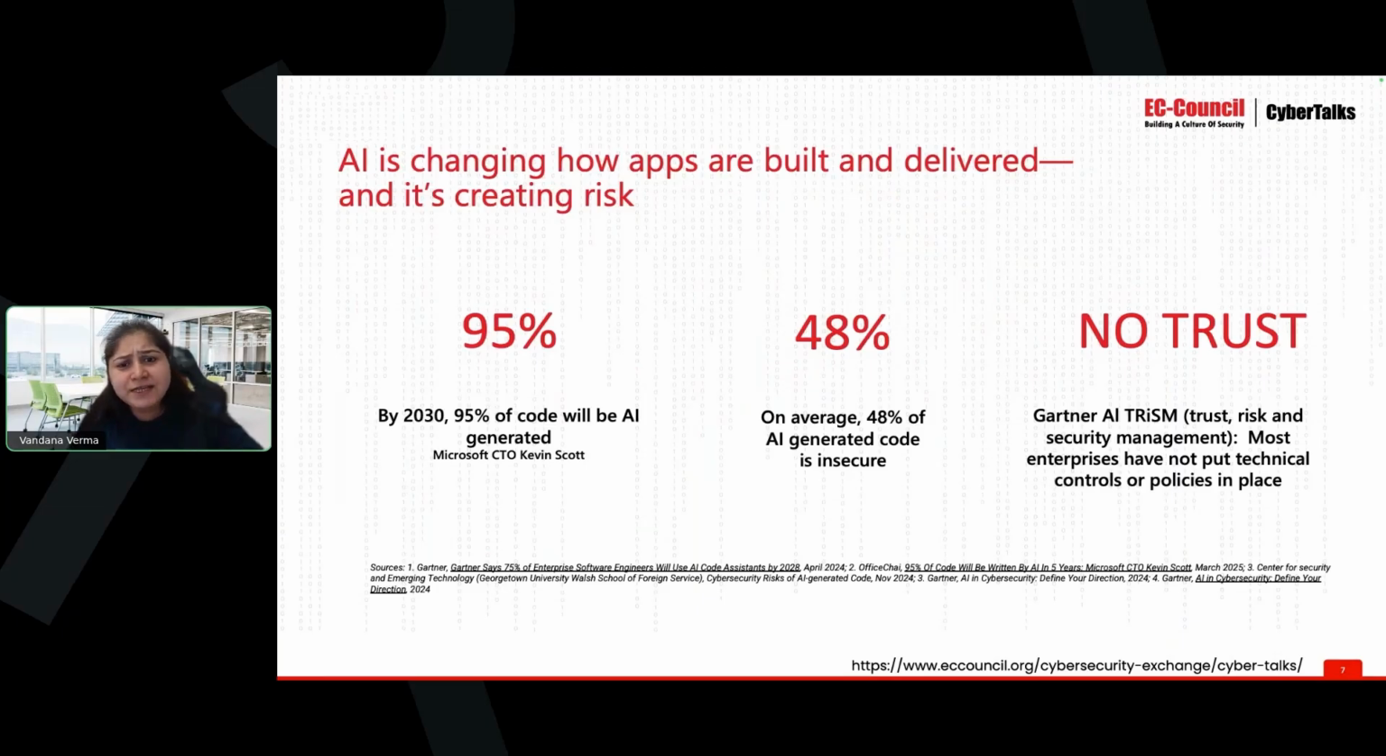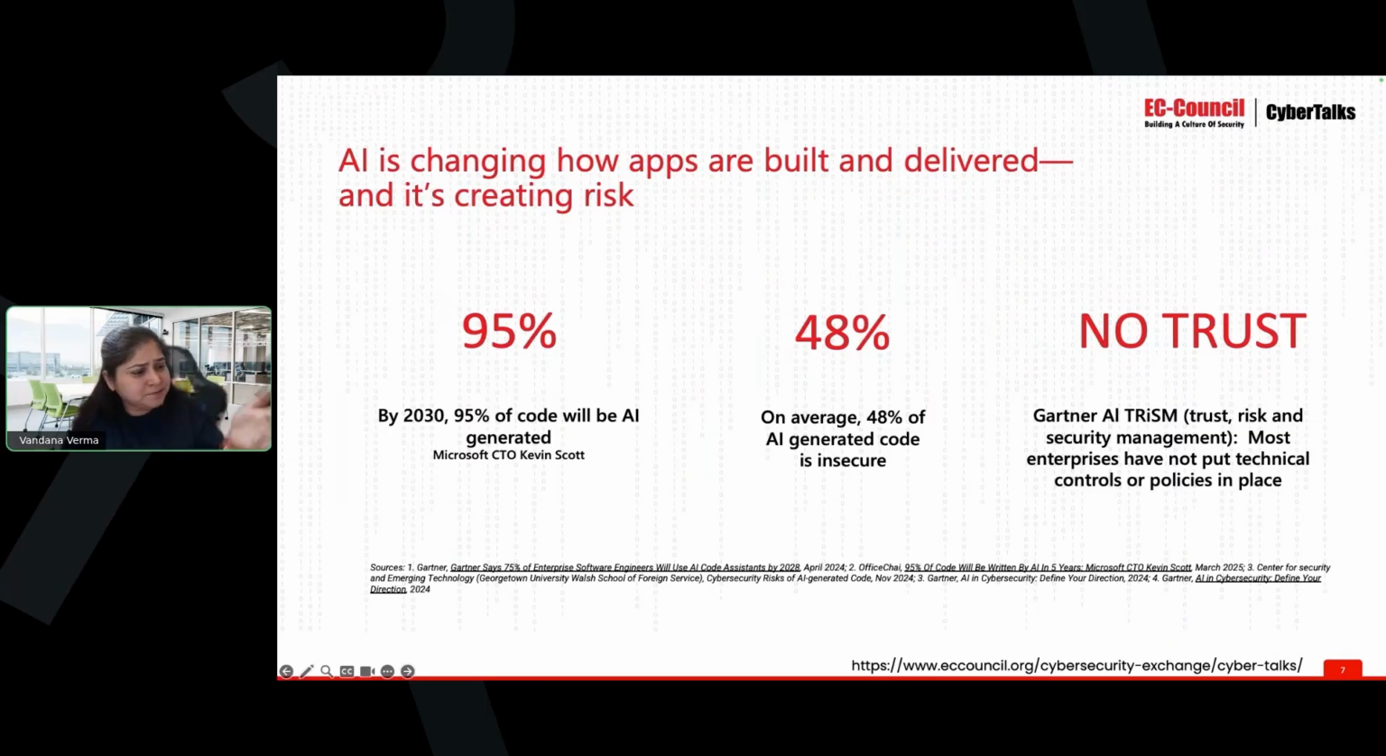Now, look at these stats. What do these stats say? That by 2030, 95% of the code will be completely generated by AI. That's a huge amount of code, and that's something given by Microsoft CTO Kevin Scott. Now, it's a hypothetical thing, but it may be even more. Think of that situation: how are we going to handle that amount of code? We are talking about how somebody has written the legacy code and we don't know where we are heading.